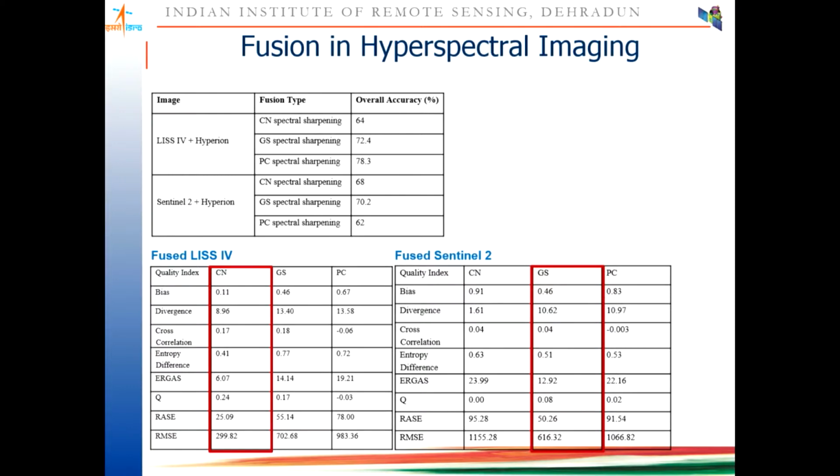What were the quality indices that we had used? Some of the quality indices are bias, divergence, cross correlation, entropy, ERGAS, quality, RASE and RMSE.